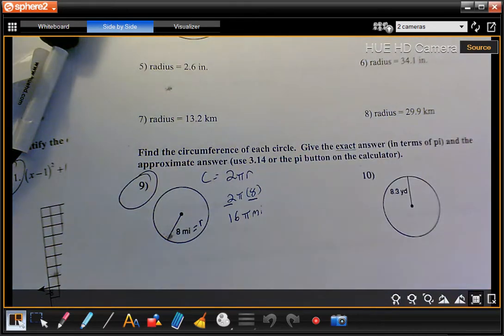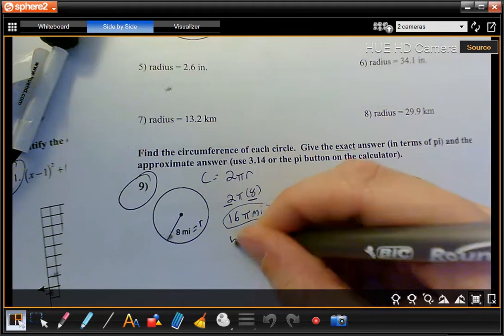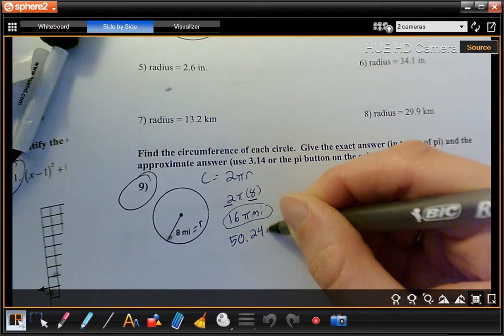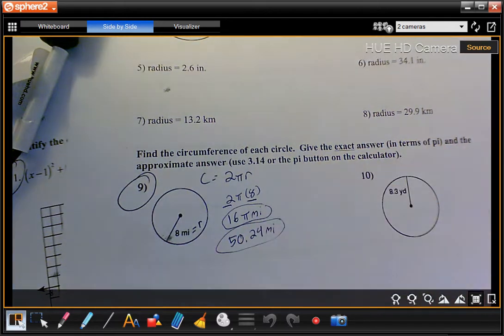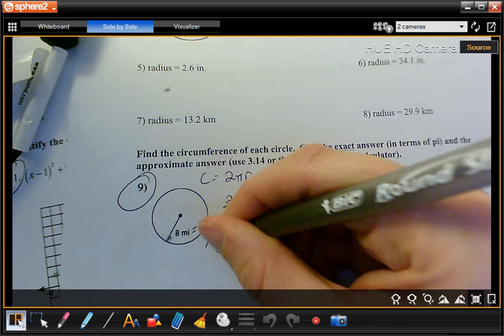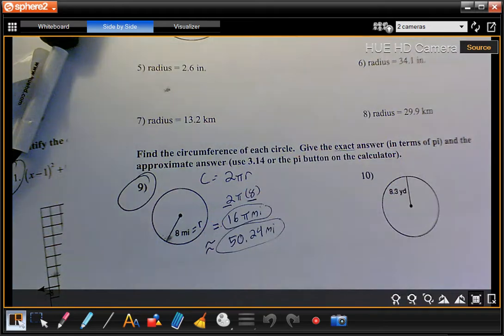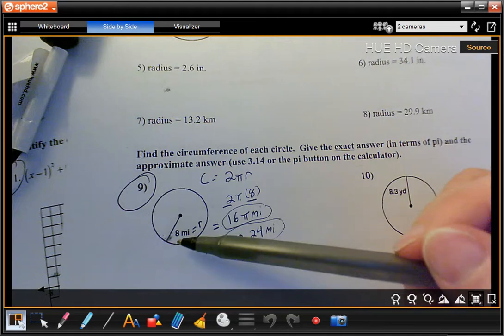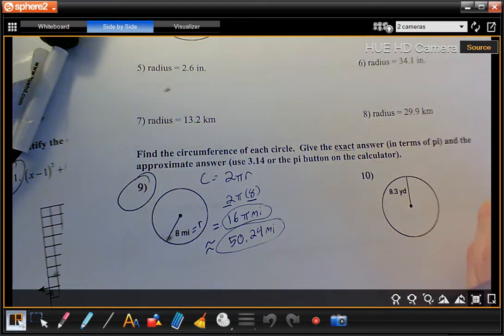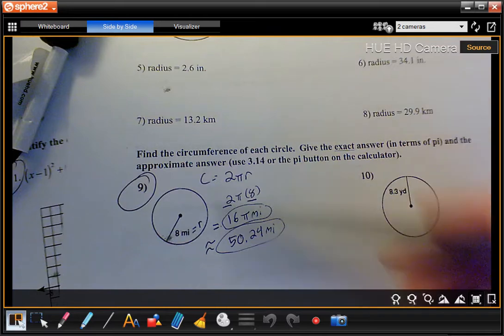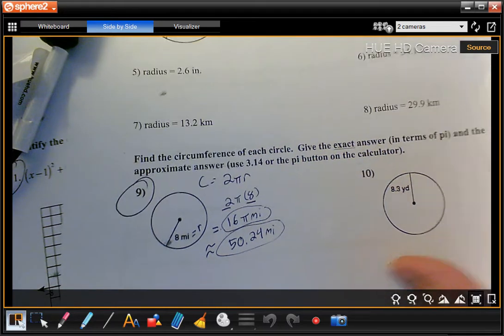Remember, we are not multiplying it by pi for that answer, so we should have 2 answers here. Then I'm going to go 16 times 3.14, giving me 50.24 miles for my approximate answer. One is the exact, one is the approximate, and that's the equal sign, and that's the approximate sign. Squiggly lines are the approximate. I could have done 8 times 2 is 16 in my head and then used diameter for that. It's doing the same thing. I'm just not given the diameter in this case.